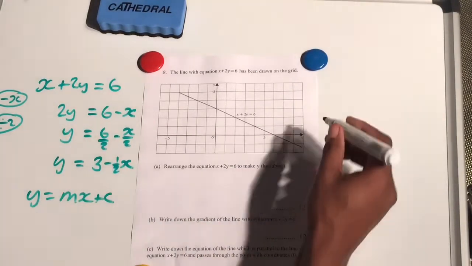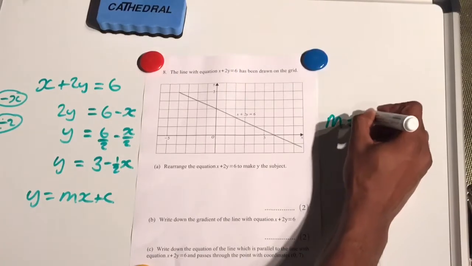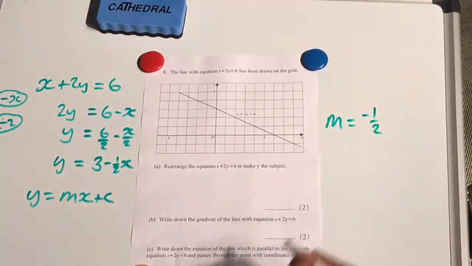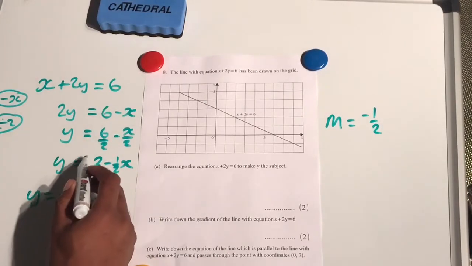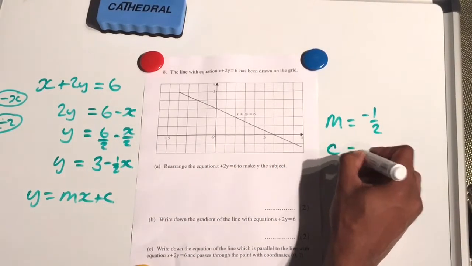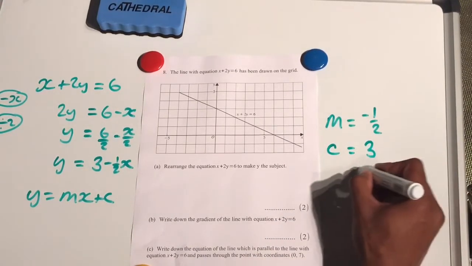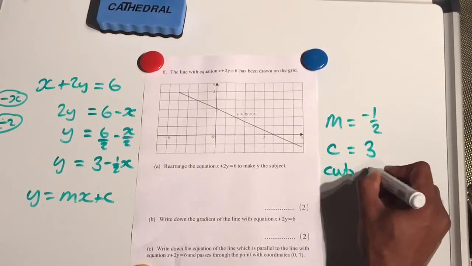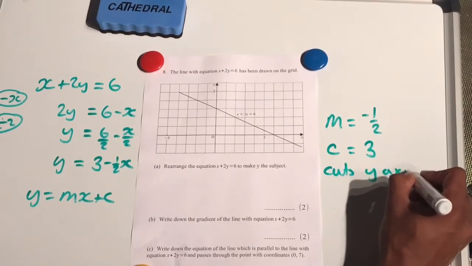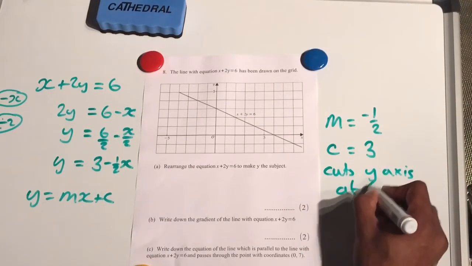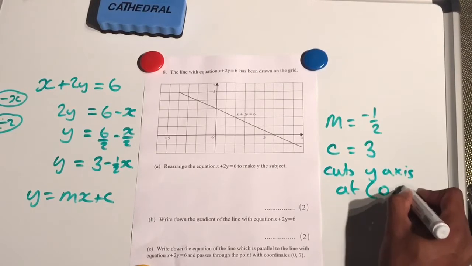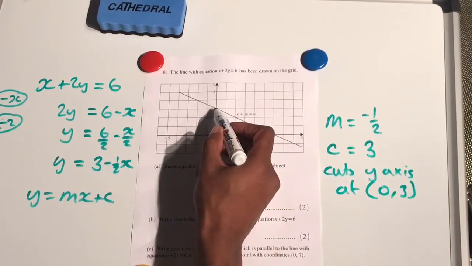So m is negative a half. It drops down, it slopes negatively. This is positive 3, so my c is positive 3. It cuts the y-axis at the point 0, 3. Yeah, it does, see?